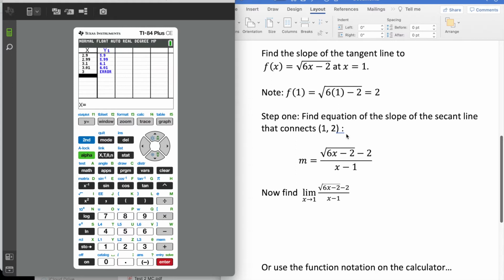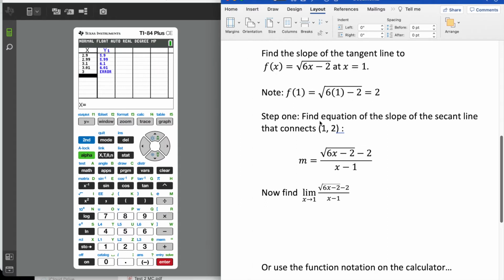The first thing we need to do is find out what f of 1 is. So f of 1 is the square root of 6 times 1 minus 2, which is the square root of 4, which is 2. So we're interested in finding the slope of a secant line that connects (1, 2) to another point on the graph. Another point on the graph is going to have x-coordinate x and y-coordinate the square root of 6x minus 2. So we use that fact and the point (1, 2) to create an equation for slope. Then we're going to find the limit as x approaches 1 of that equation.